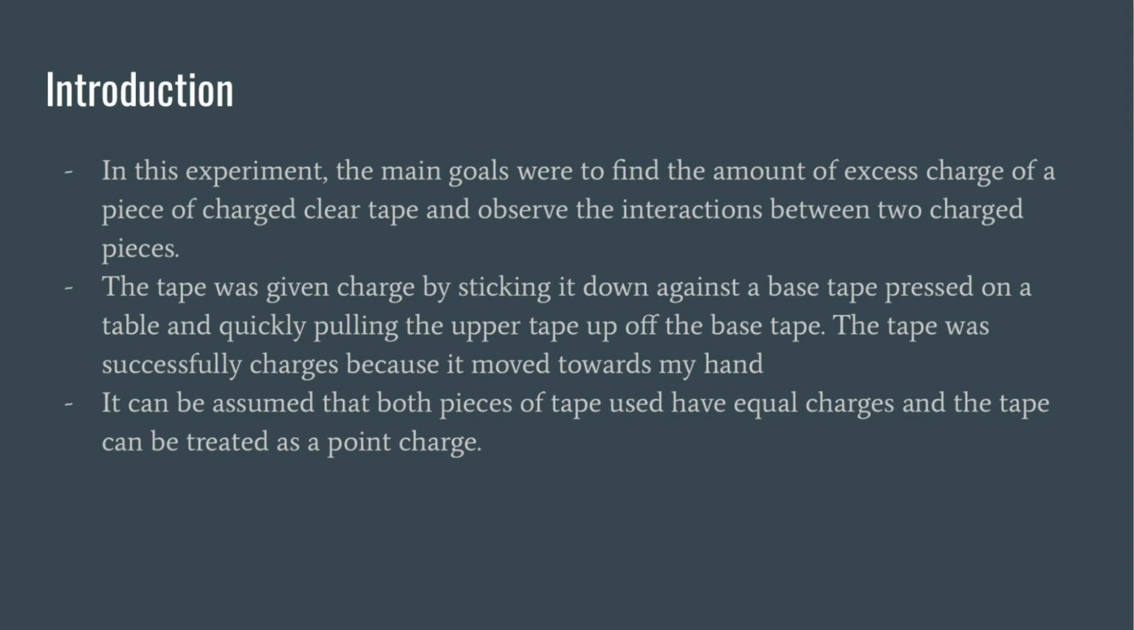To make my tapes charged, I took a first piece of tape and stuck it flat against a table, and then took a second piece of tape and stuck it along the first piece, and then quickly ripped it up off the table. I could tell it had worked because the tape moved towards my hand afterwards. For the purposes of the calculations of this lab, it can be assumed both pieces of tape have equal charge, and for the first model, it will be just one point charge.